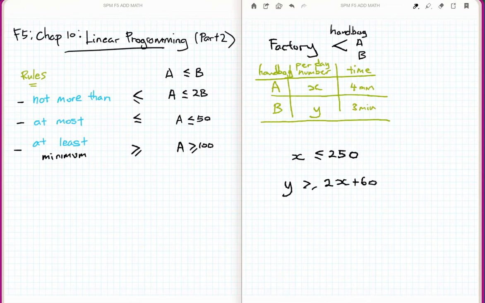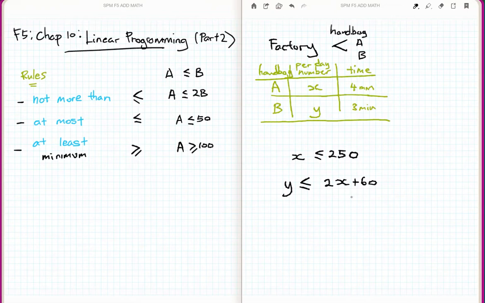Or by most, more than by most is 60. Oh, by most is 60. So more than by most is 60. Therefore, I would say this is by most is 60. So this is how it looks like.